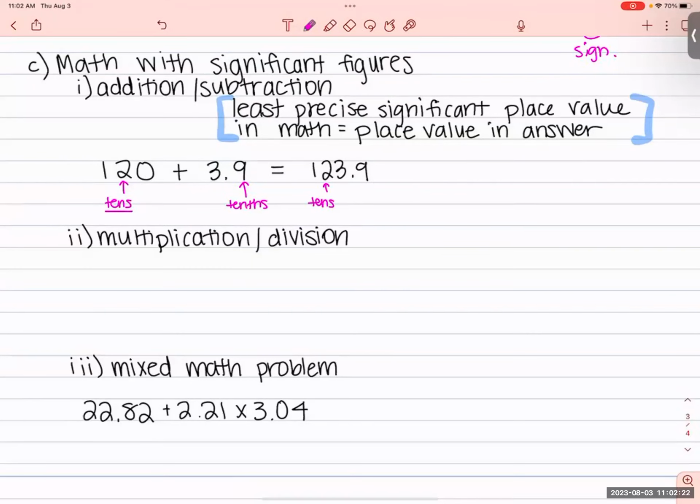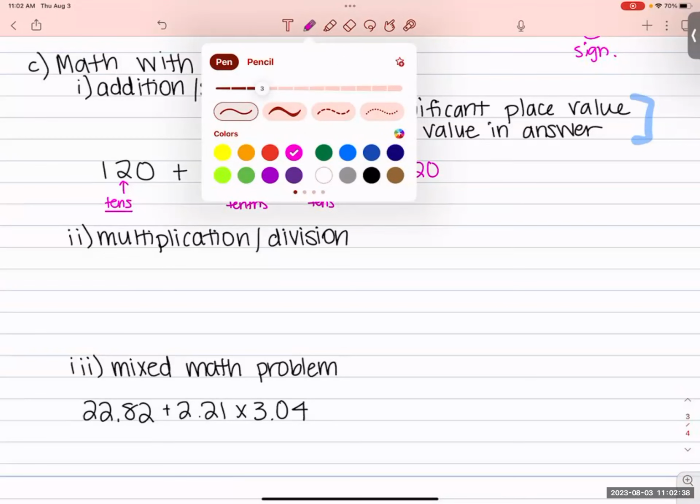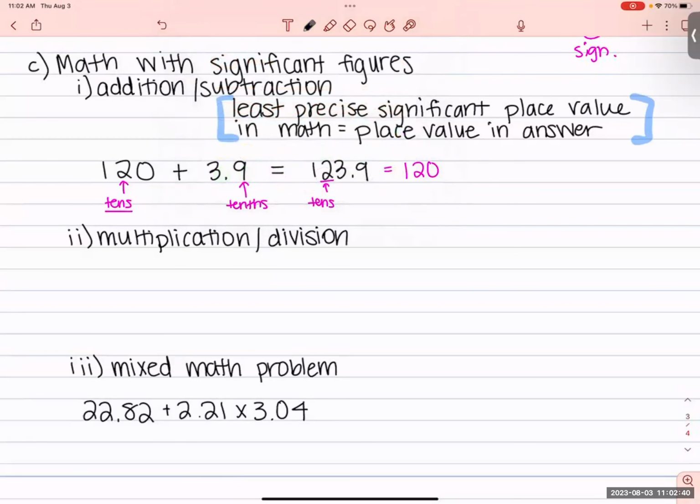So we have to round to the tens place here. So my answer, if I round to the tens place, would be 120. So even though I try to add this 2.9, my significance is going to cut my answer to just be 120. I know that seems weird, but that's the way significance works. And that's why you want to be measuring things in lab with the most precision that you can get.